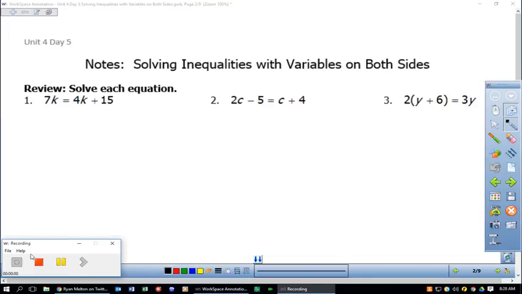Inequalities with variables on both sides. So to review, we have some questions that are just solving equations. What are we going to do to get the k's together over here? You would subtract 4k.